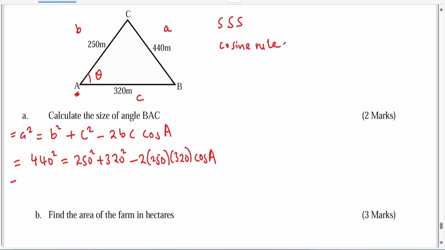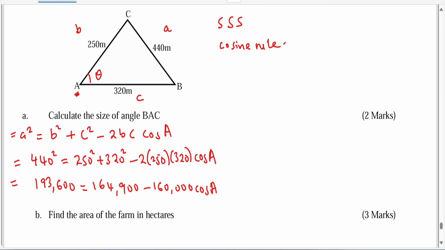So 440 squared, chukua calculator yako, 440 squared ni ngapi? Ni 193,600. 250 squared plus 320 squared, which is basically 164,900. So minus 2 times 250 times 320, which is minus 160,000 cos A. Kumbuka sijachukua 164,900 ka subtract kwa negative 160,000.